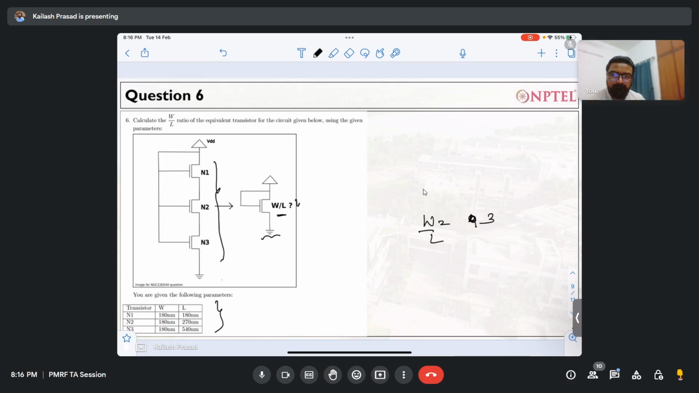No, not that. If L is 65 nanometer technology, you are saying. So W and L are the same, right? W is 180, 180, 180. L is 180, 270, 540. What will be the equivalent W by L? L is not the same for all three. You can give me the exact number.